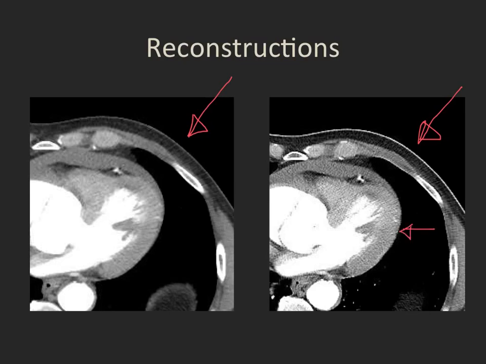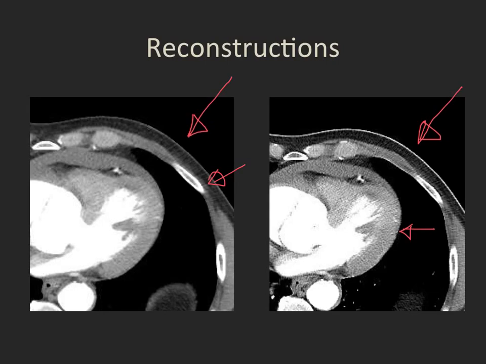much more contrasty appearance to the soft tissue structures, and this is less pleasing for the radiologist's eye to be able to interpret. So we're going to look at the soft tissues on a soft tissue reconstruction. You see it's smoother, it's a little easier to read, and we're going to look at the lung on the lung reconstruction.